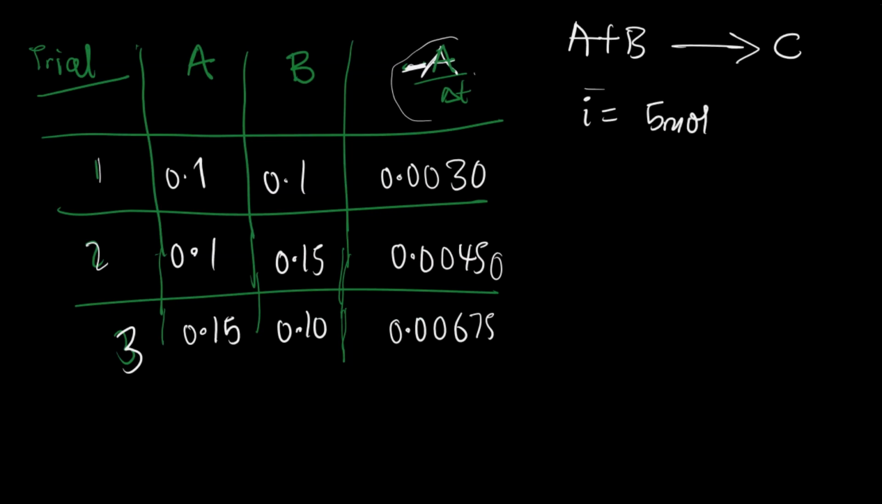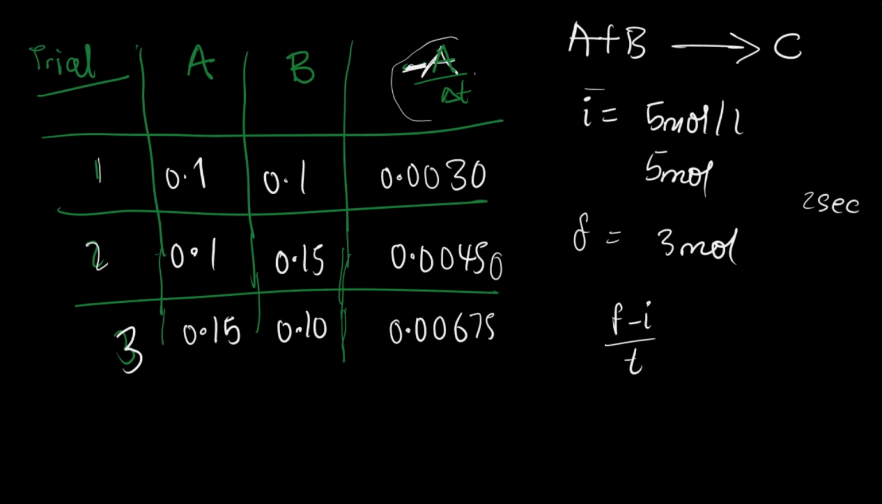So if we had an initial amount of, say, 5 moles, and then a final amount of, say, 3 moles. Now, change is calculated as final minus initial over time. So this happened in 2 seconds. The final would be 3 minus 5 divided by 2, which is equal to negative 2 divided by 2. So it means that the rate would be negative 1 mole per second.